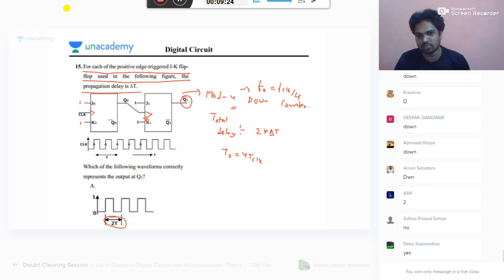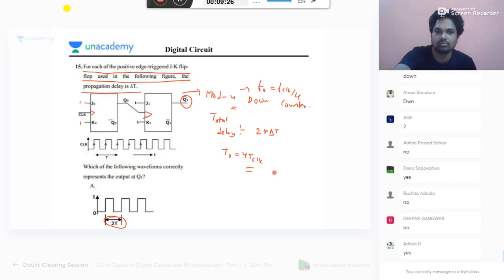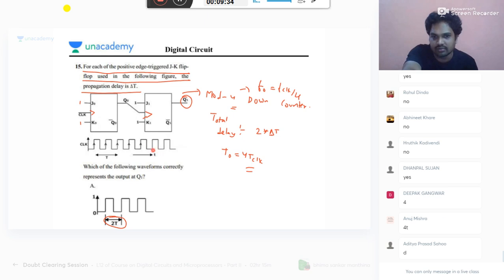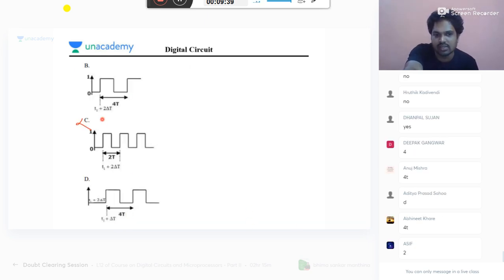What is the time period of the output? So it should be 4T. This is wrong. Either this or this is your answer. You only tell me what is the delay? 2 times delta t. So what is the right answer? T plus delta t, T plus 2 delta t. What is the right answer? It's a simple question. Here it is given as delta t. Here it is given as 2 delta t.